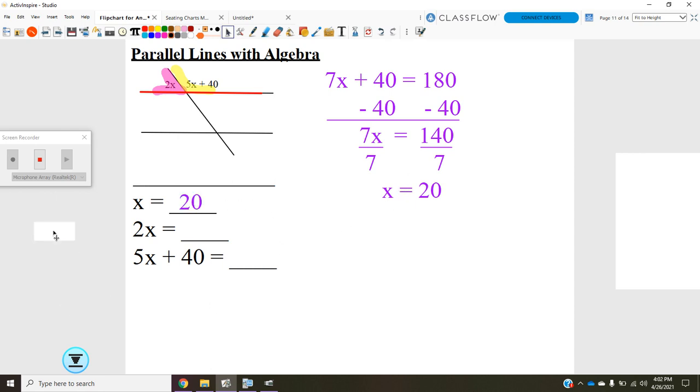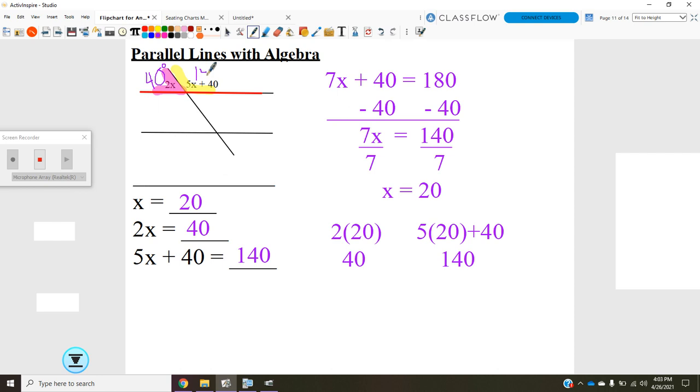So x equals 20. 2x means I'm going to sub in 2 times 20, and I'm going to get 40. 5x plus 40, so sub in 20 for x. So this angle up here is 40 degrees, and 5x plus 40 is 140, and you'll notice that 40 and 140 add up to 180 degrees.